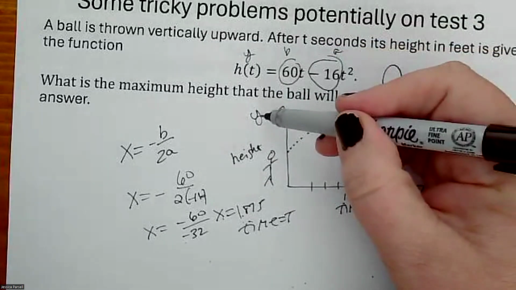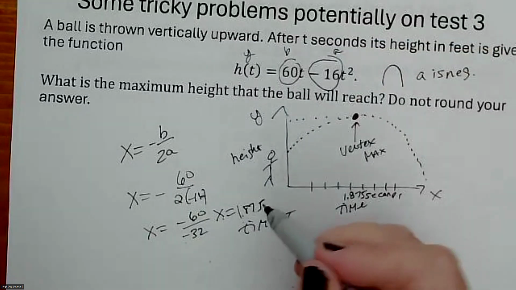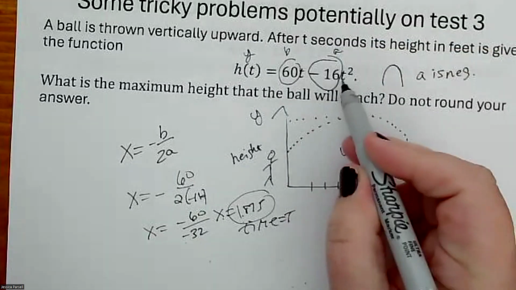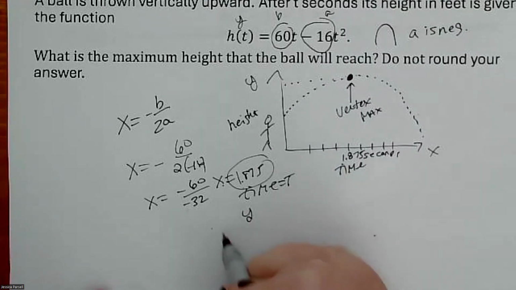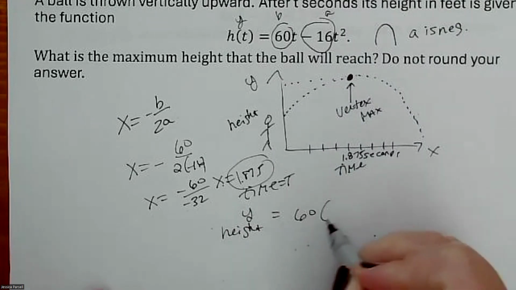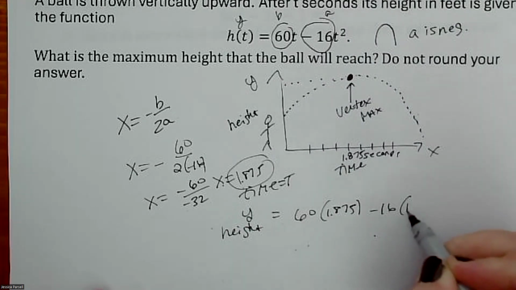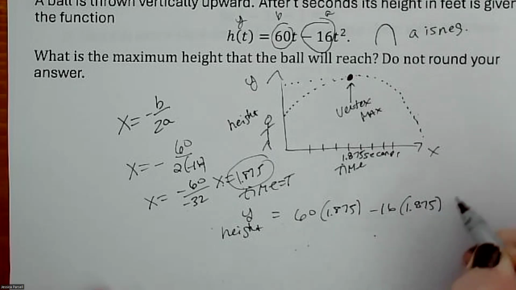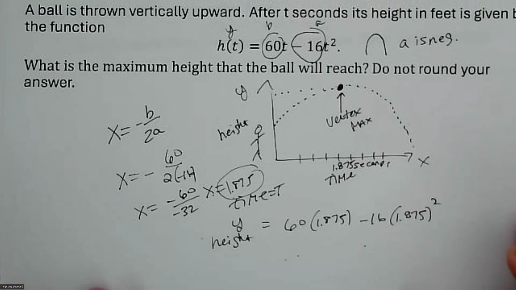So if we want to know what y is, which is the height, which is what they're asking, we have to put this 1.875 seconds in everywhere we see a time. So y, or the height, is going to be equal to 60 times 1.875 minus 16 times 1.875 squared. That's going to help us answer this question.